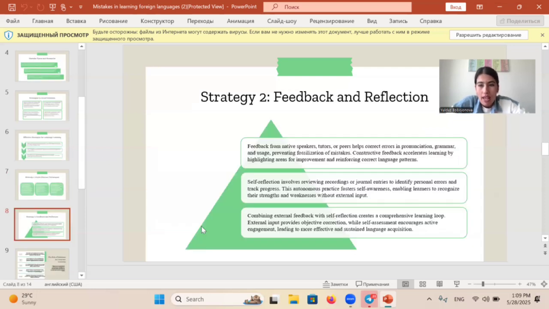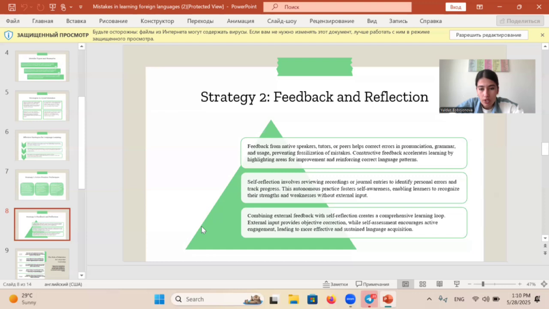Strategy 2: feedback and reflection. Feedback from native speakers, tutors, or peers helps correct errors in pronunciation, grammar, and usage, preventing fossilization of mistakes. Constructive feedback accelerates learning by highlighting areas for improvement and reinforcing correct language patterns.